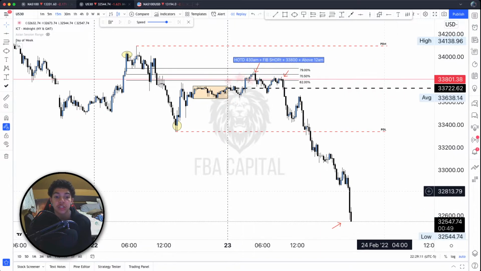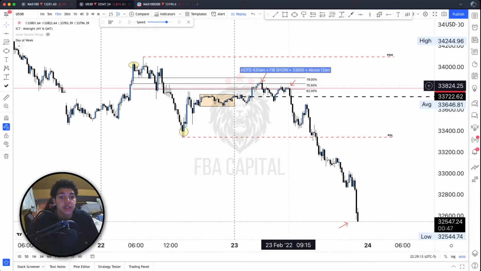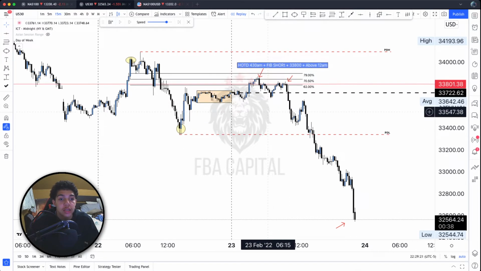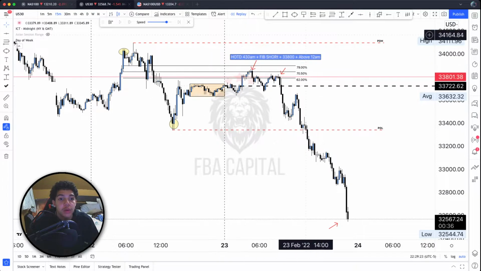1,260 points. And this is just one day, guys. So right in here, this is the ideal trade that you would have wanted to catch. We had the fib short, the 33,800 level above the 12 a.m. open at what time? 9:30. So all of these things played into part. And then what happened? Where did price go?